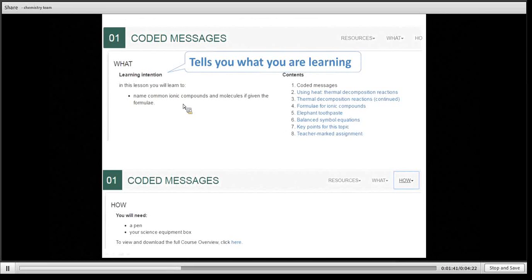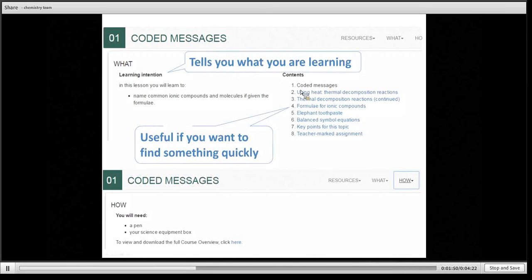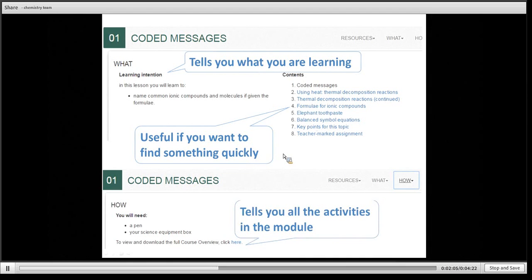So this is the first lesson, coded messages. You again see 3 tabs: resources, what and how. So the what tells you what you're going to be learning. And it also, under this tab, is useful. So say you go, I need to go over balancing symbol equations again. Go into the what tab on any lesson and you'll see it's in lesson 6. Then the final tab, which is how, it just really says what you need. And then also it does let you click a course overview, which gives you all the activities in the module.